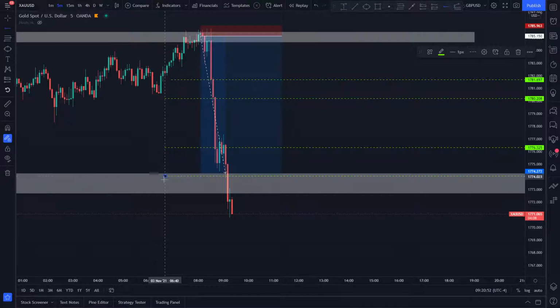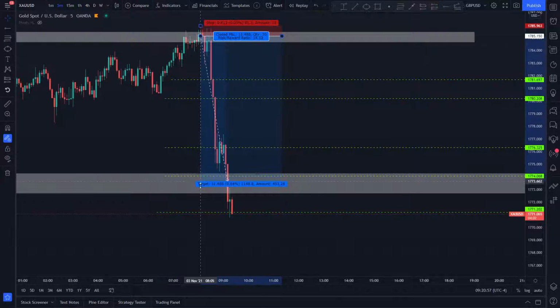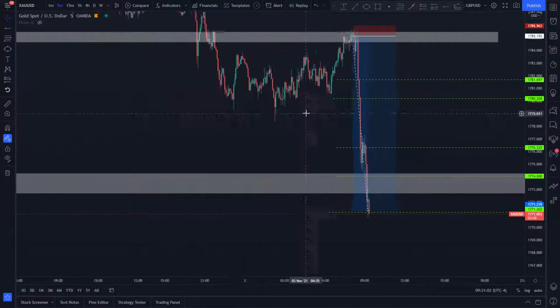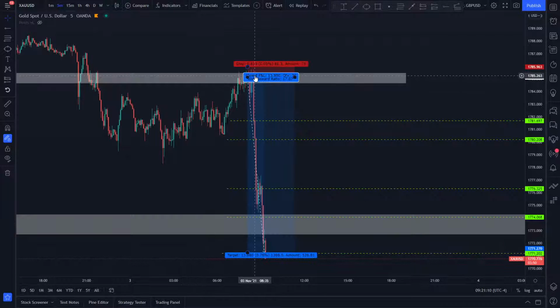Boom, boom, boom, boom. Keep scaling in. I broke structure here, scaling in even more, right? And I'm already over 130 pips in profit, right? And these are the setups that I normally take all the time. Looking at the market structure, all of that, right?